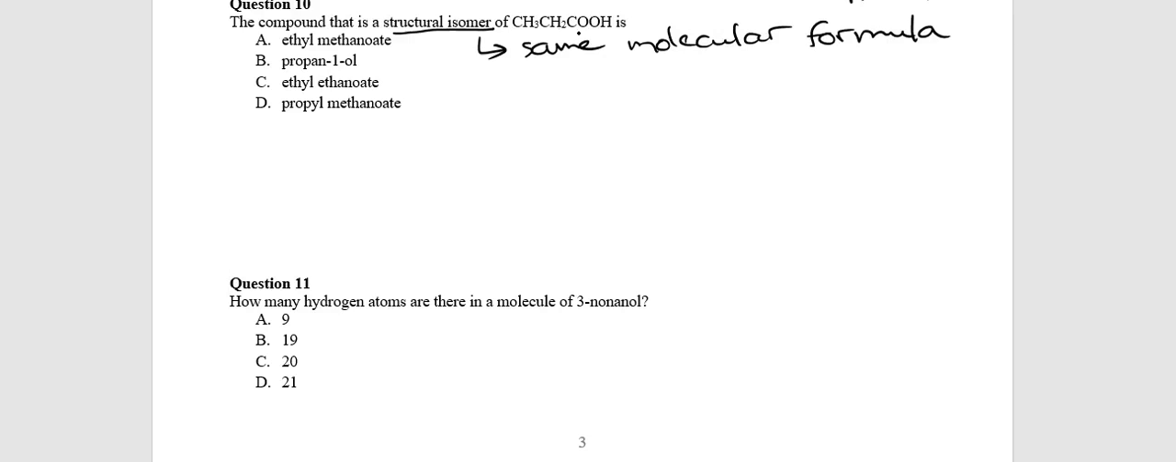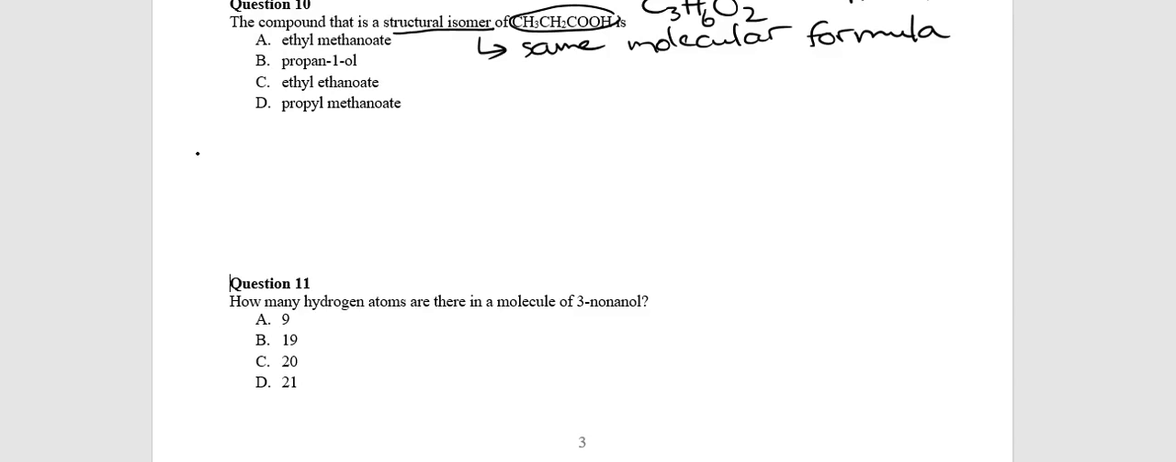So what you probably want to start with is to work out what the molecular formula for this is. Now, this is propanoic acid. So you have 3 carbon, 6 hydrogen, and 2 oxygen. So whatever in here has the same molecular formula is going to be a structural isomer of propanoic acid.